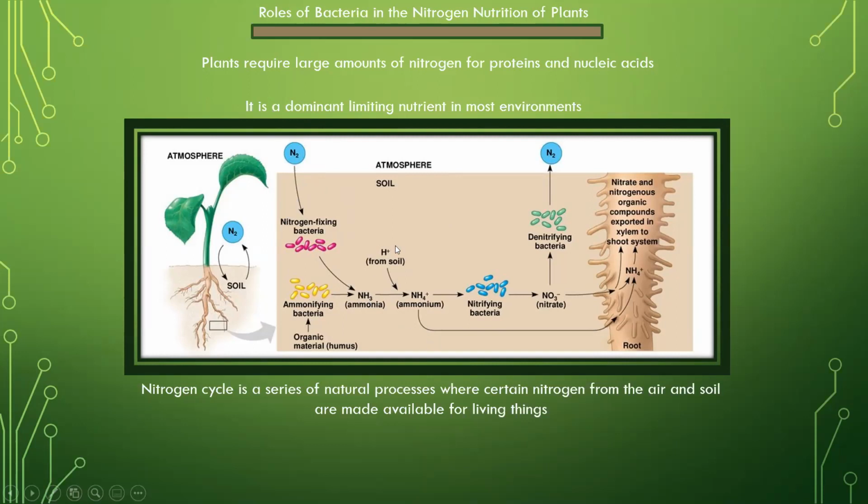You then have ammonia reacting with protons in the soil, collecting them and becoming ammonium. And so ammonium is one of the many ways that plants can take up nitrogen. This will be directly absorbed through root hairs by certain species. But for others, they need it to be a little bit more processed.